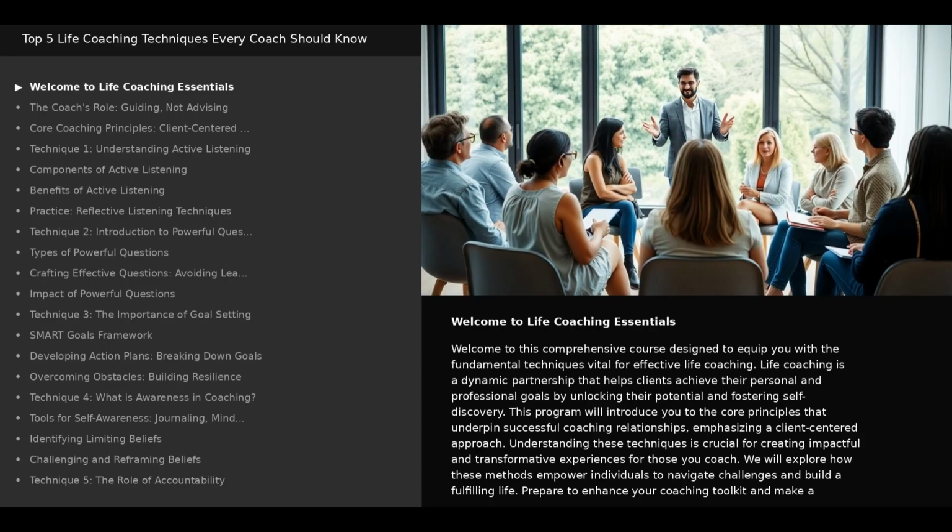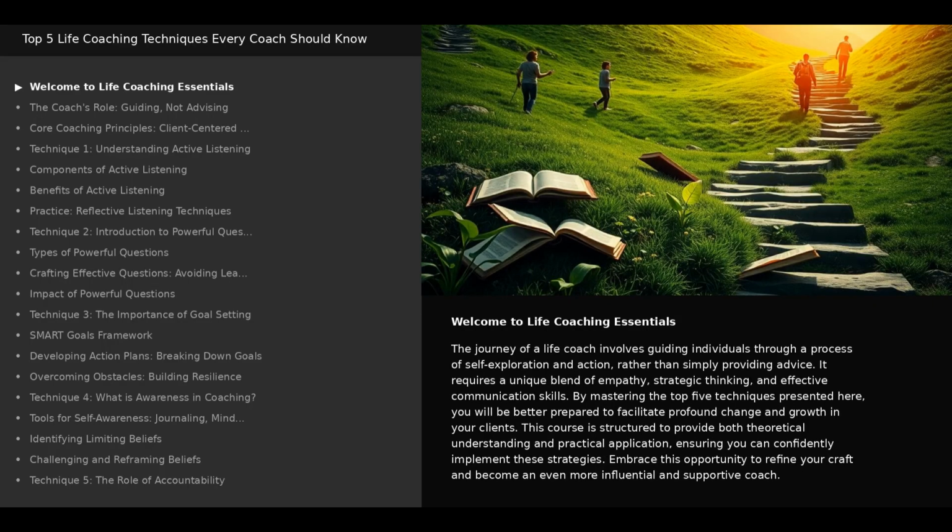We will explore how these methods empower individuals to navigate challenges and build a fulfilling life. Prepare to enhance your coaching toolkit and make a profound difference in others' lives. The journey of a life coach involves guiding individuals through a process of self-exploration and action, rather than simply providing advice. It requires a unique blend of empathy, strategic thinking, and effective communication skills.